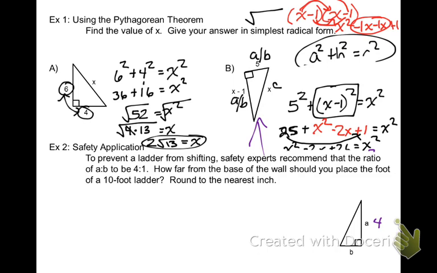We'll do 4B. So this is going to be 4 times bigger than B. So it's going to be 4B. How far from the base of the wall should you place the 10-foot ladder? So here's your ladder right here, because it's leaning against the wall. So this is a 10-foot ladder.